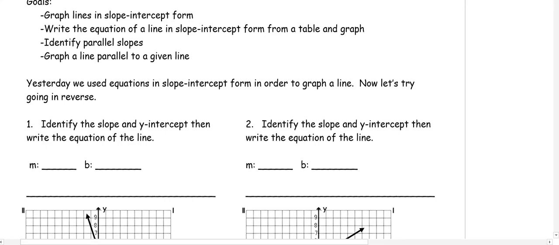This video is about graphing lines in slope-intercept form, writing the equation of a line in slope-intercept form from a table or a graph, identifying a parallel slope, and given a line, graphing a line parallel to it. So yesterday we used equations in slope-intercept form in order to graph a line. So let's go in reverse now.